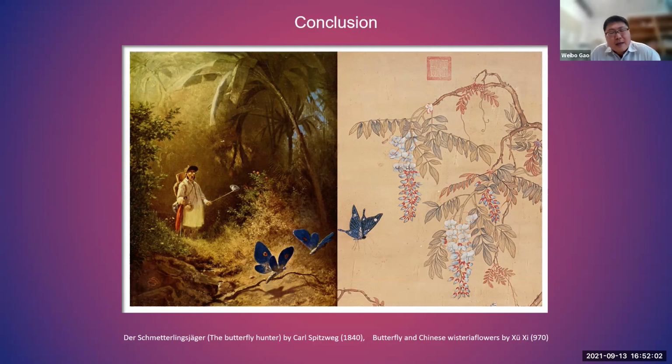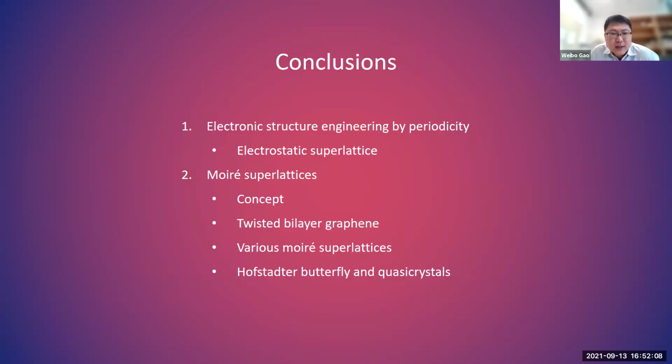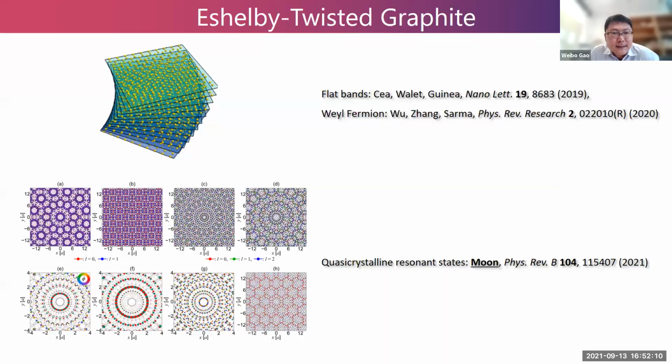So for the last part, maybe I just start. For the last part, for this quasi-crystal, for this resonance states, what's the experimental signature? How do you probe it in the experiment?